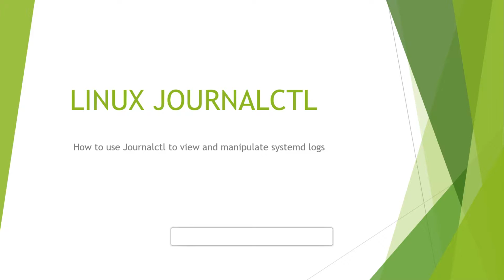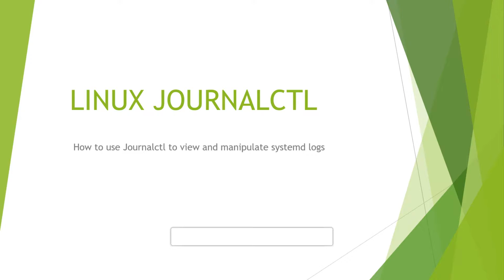Hello all. In this session, I'm going to talk about the journalctl command, which is used to view and interpret systemd logs. In RHEL 7, as you know, the services are managed by the systemd daemon, and in earlier versions, RHEL 6 and below, it is managed by init. Managing services using systemd has several advantages over init, which I will cover in a separate video.